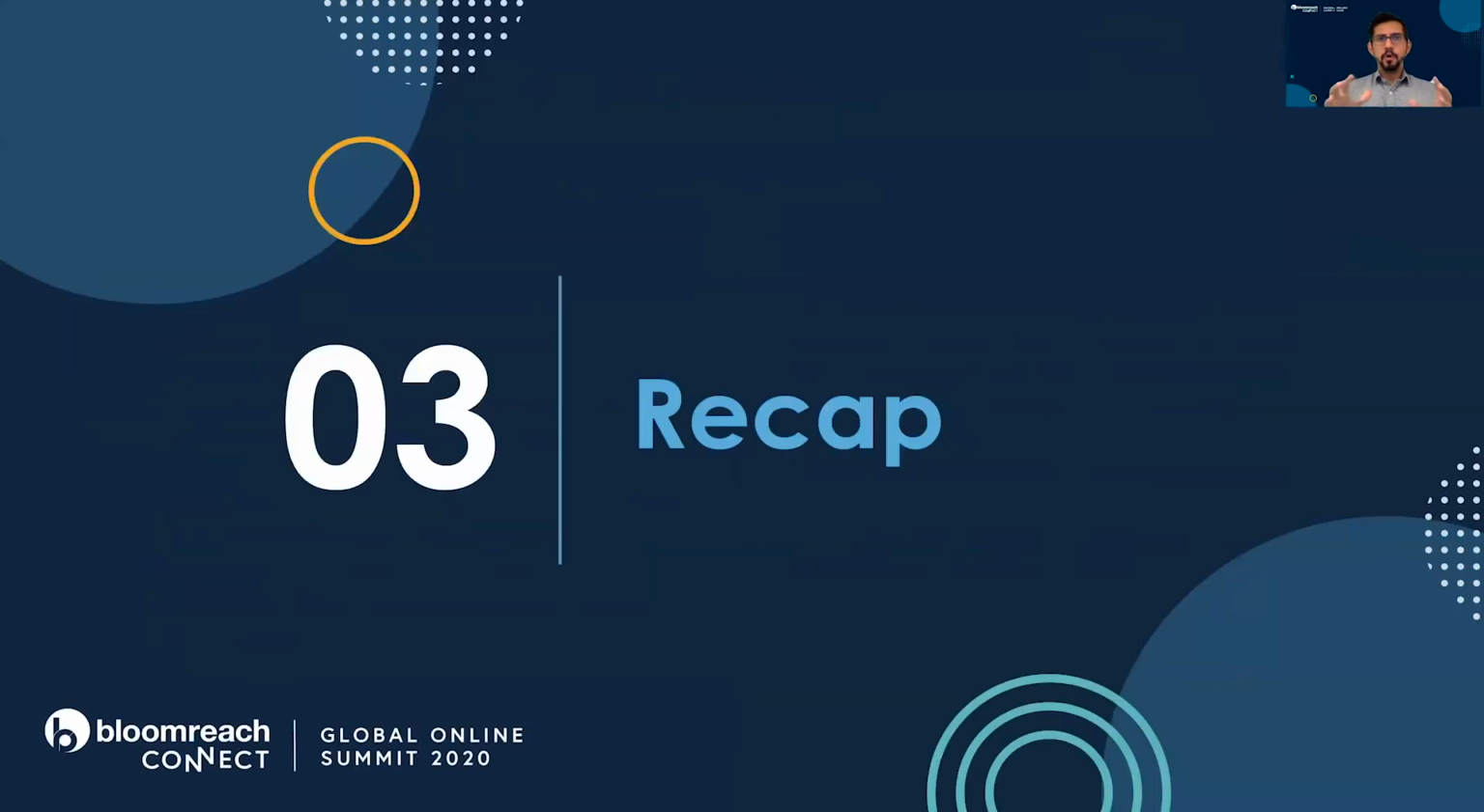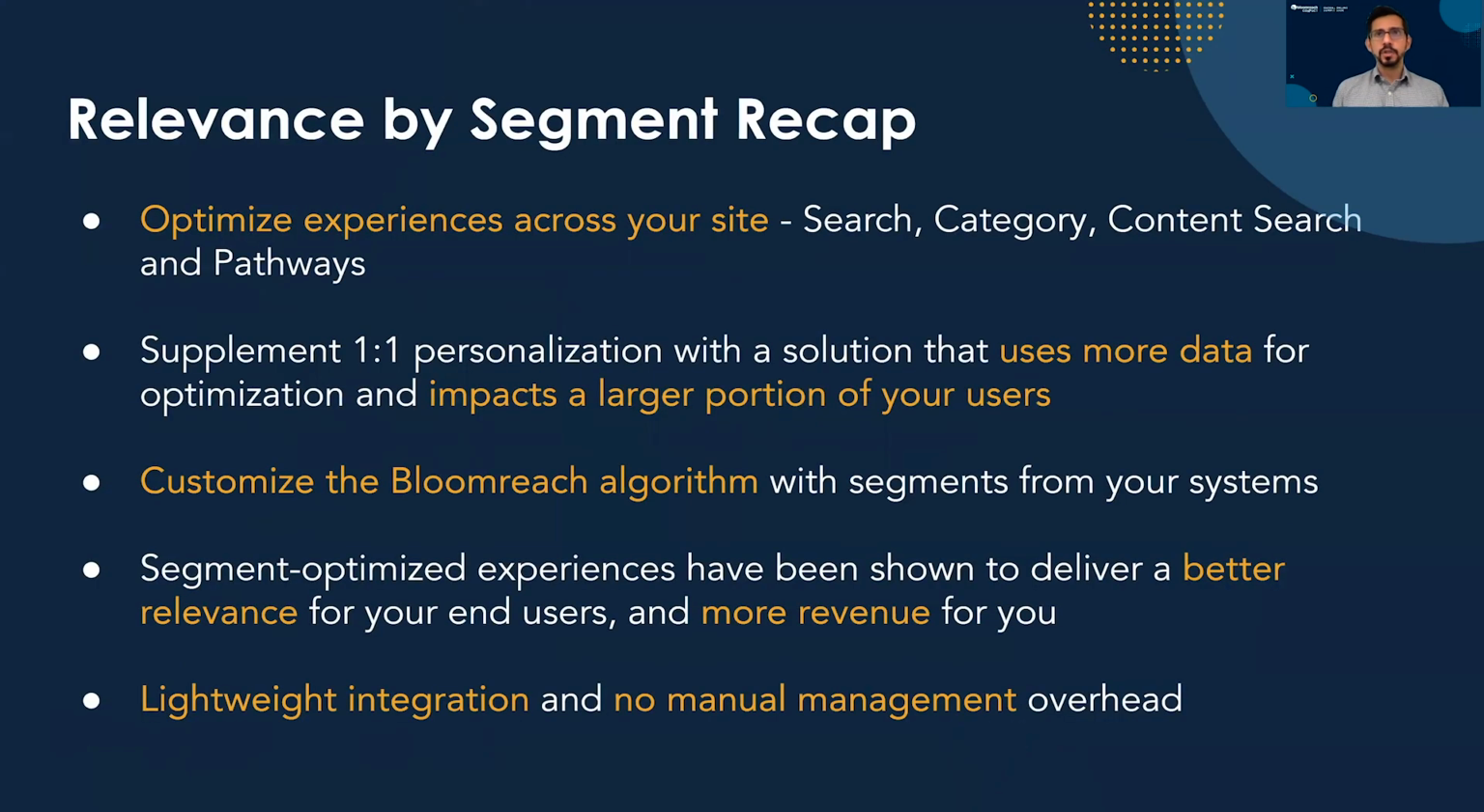So hopefully that gave you a brief overview of the feature and of the integration. I just want to quickly capture some of the key points that I'm hoping you can take away from this, and why we believe this feature, relevance by segment, is so powerful. Like I mentioned, it's available on search, category, content search, and pathways. So it covers a broad swath of your website, right? And can really optimize a bunch of different experiences everywhere.